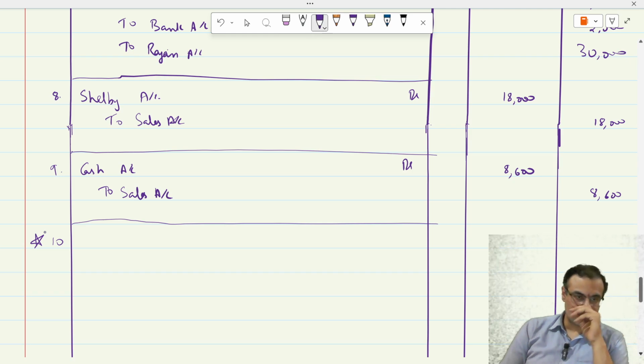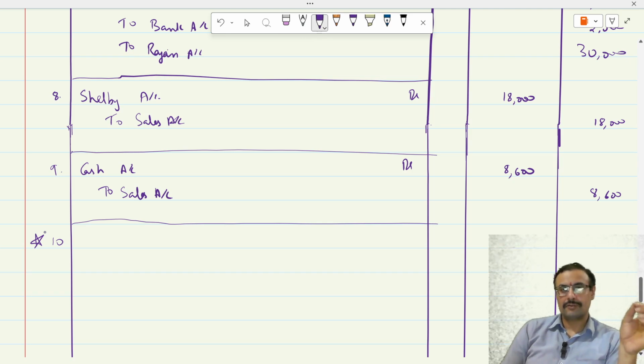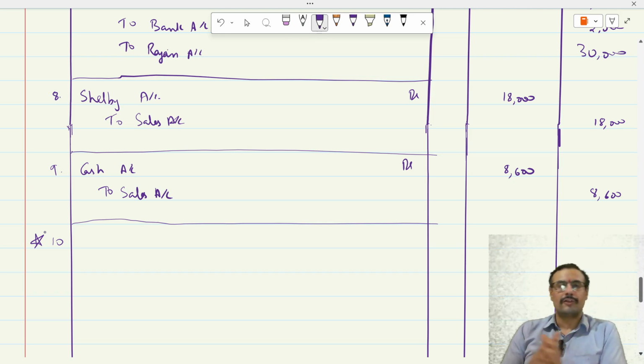These 5 transactions are almost similar. Students get confused. Please do not get confused. However, in these 5 problems, we are going to revise all of them. Please mark these as important. You should revise this just before your exams.